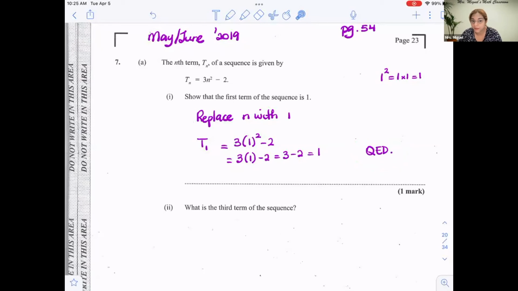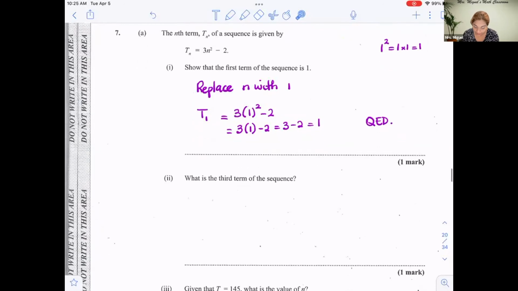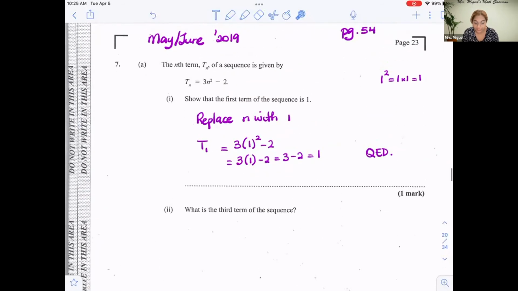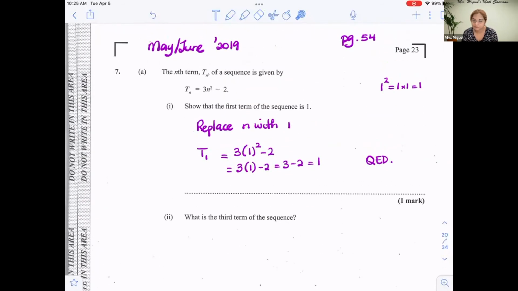Signaling the person marking your paper, you have completed it and you have showed what they ask. What is the third term? Well, if you could get the first term, there's no reason why I can't get the third term. And this is also 1 mark. So they are building you up. They're not giving you a whole sequence, they are building you up, right?